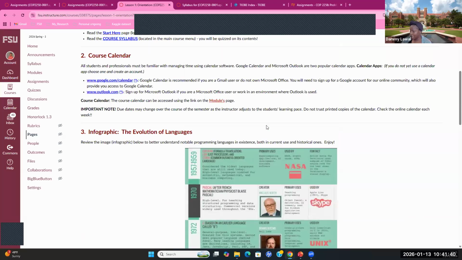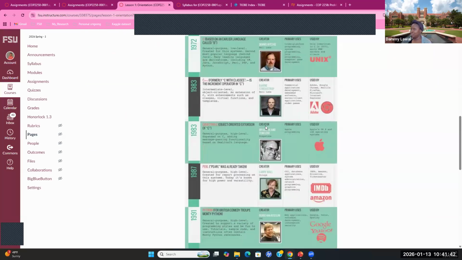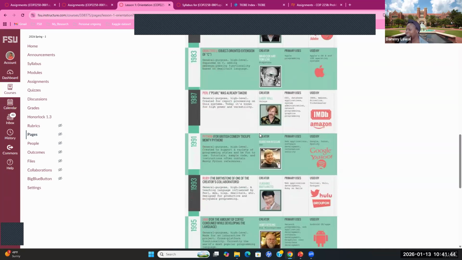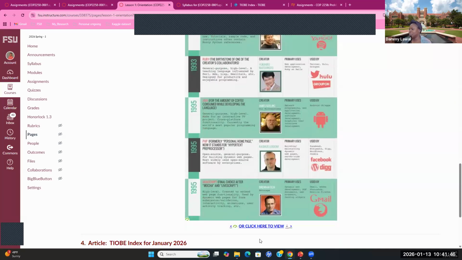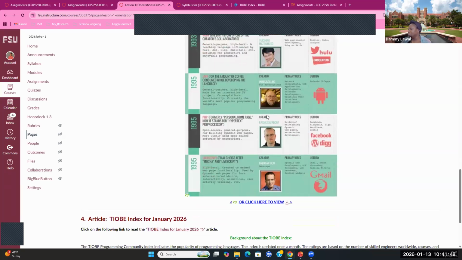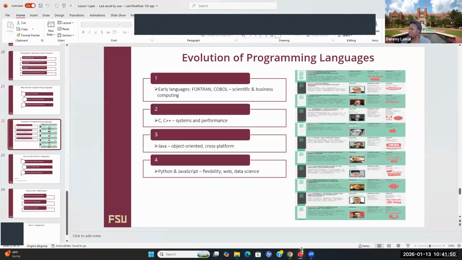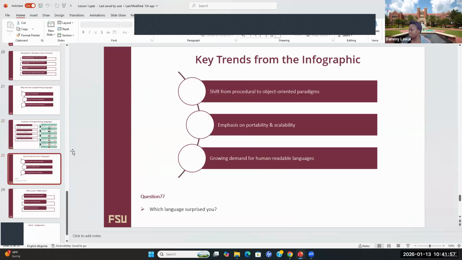Please go through this infographic because you'll have to answer your quiz questions. And I think some of the questions will be coming from the infographic, like we discussed earlier. So I think I've just explained these. I'll just move to the next slides. So what are the key trends that I observed from the infographics? You can see there was a shift from procedural languages to now object-oriented programming languages.